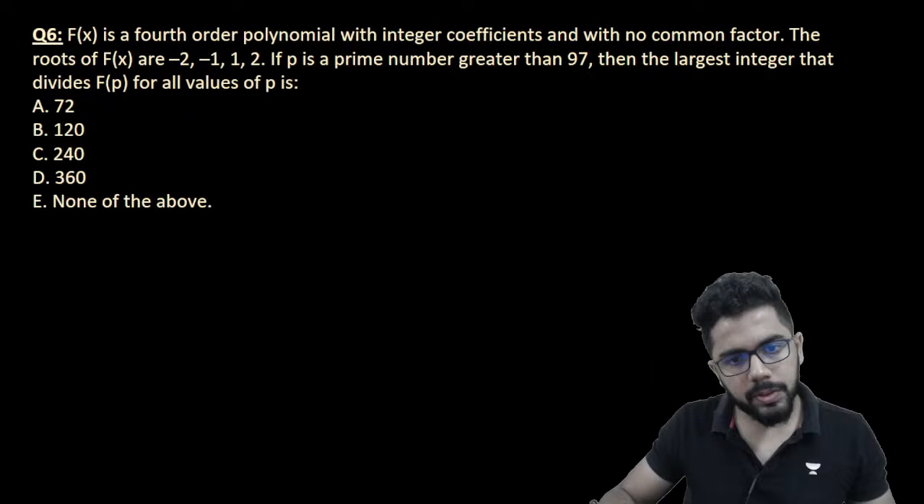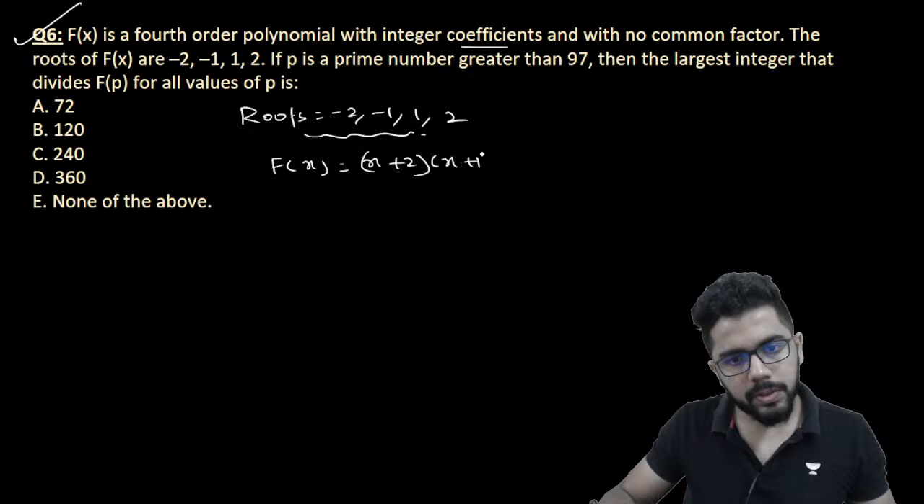Let us see this one. This is a very good question on numbers, and this one is a little tough. It has an application of both polynomials and numbers. f(x) is a fourth order polynomial with integer coefficients with no common factor. The roots of f(x), roots are given here: -2, -1, 1 and 2. So from the roots I can create the polynomial in this way. It is (x plus 2) into (x plus 1) into (x minus 1) into (x minus 2).